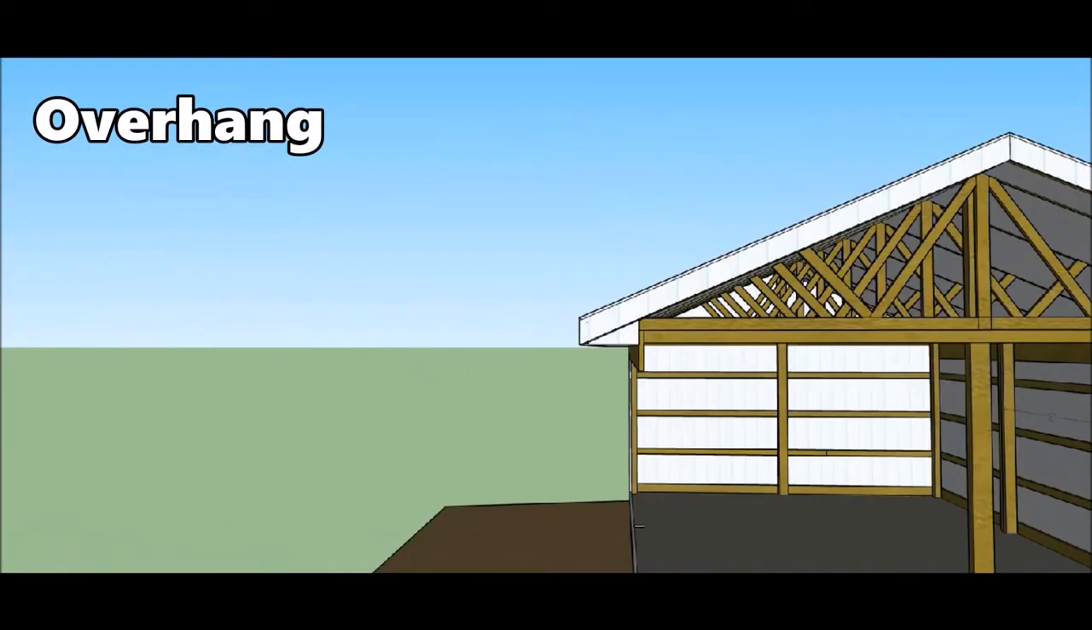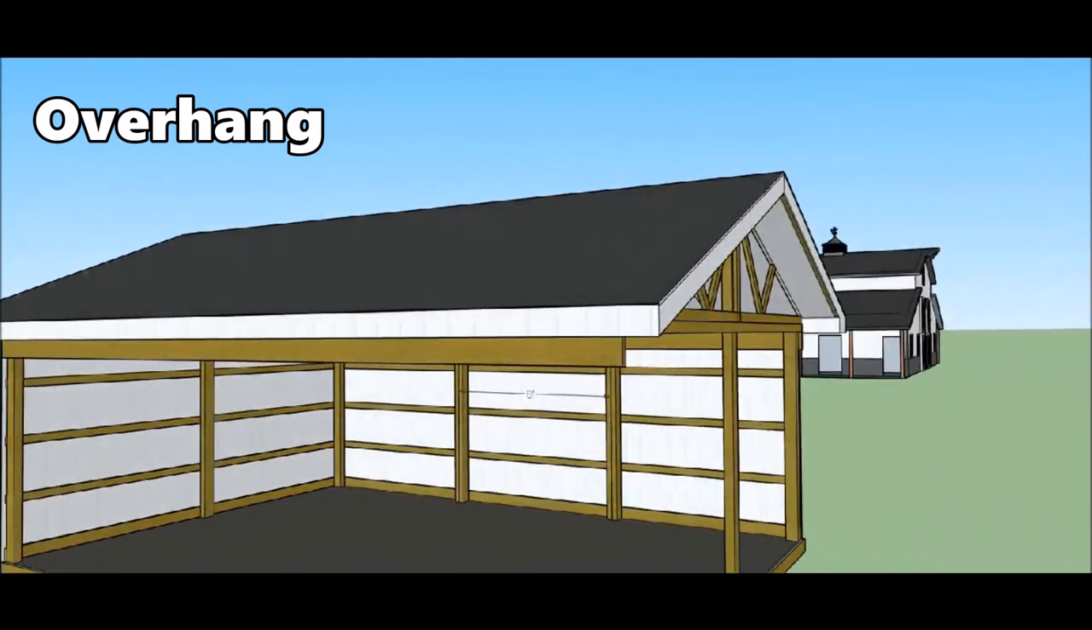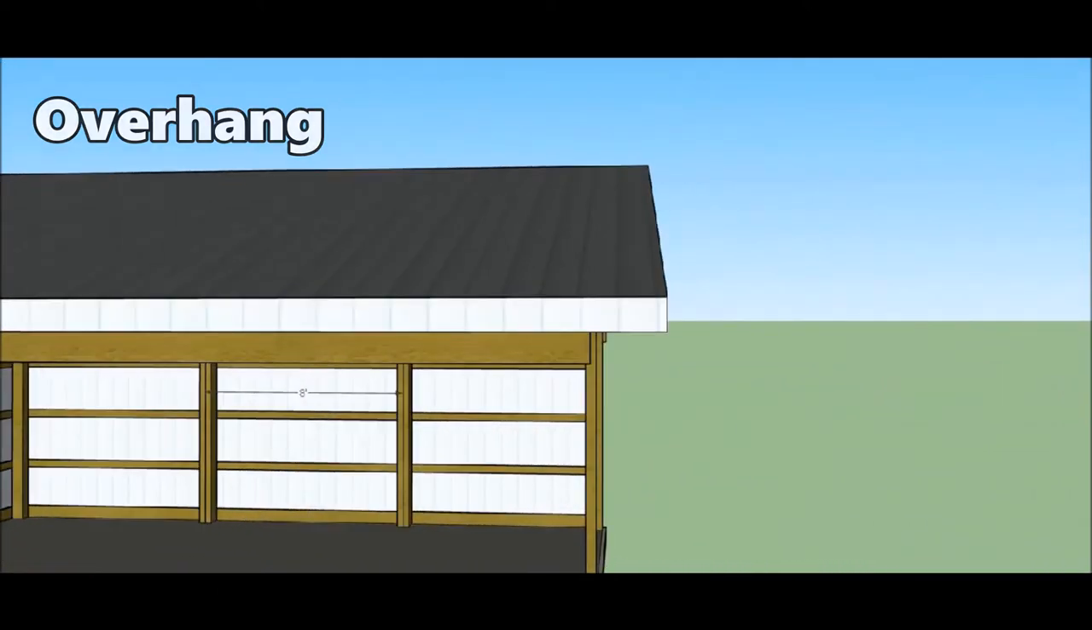When we talk about overhang, we're talking about how much the roof extends past the walls on the ends and/or sides of the walls. Normally, overhangs are either 12 inches or 24 inches, depending on preference.